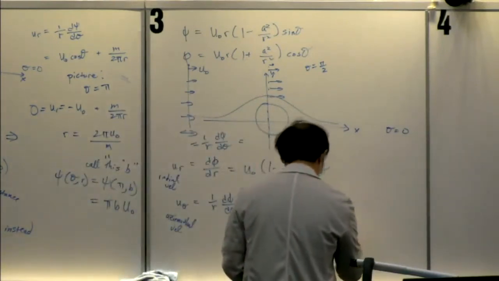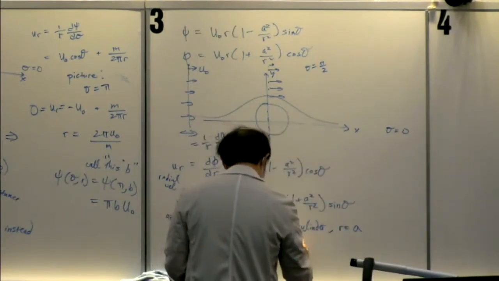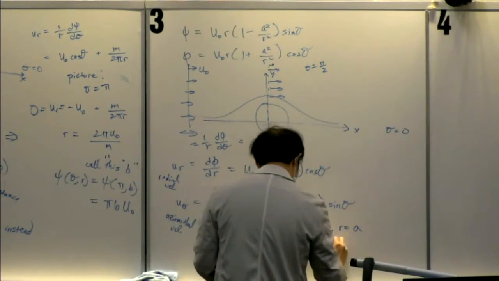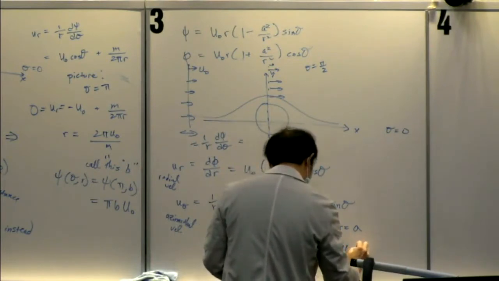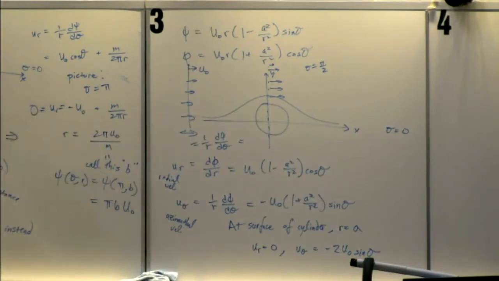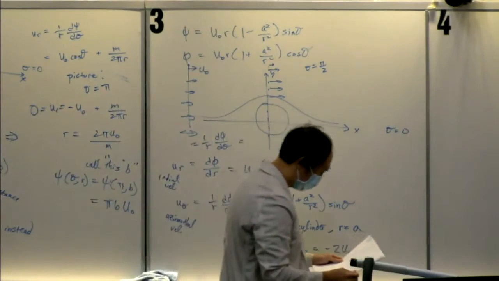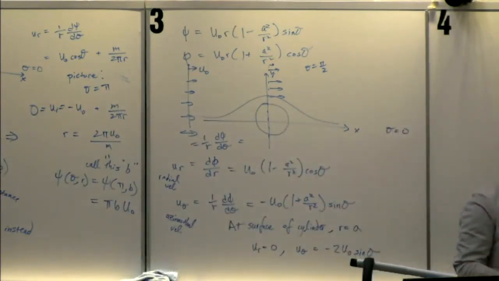So at r equals a, you can substitute UR equal to 0, and U theta equal to -2 U naught sine theta. We can just get that by substituting in. So basically, you're going to get this constant slip around the cylinder.